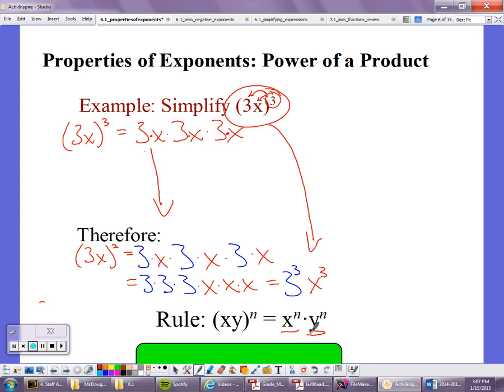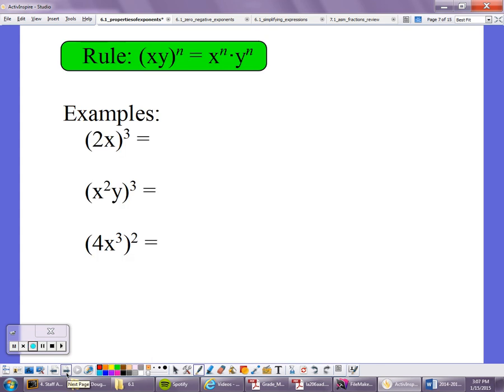Okay, let's see how that works. We try it out. Start with the first example. 2x in parentheses to the third power. Well, according to my rule, I should have 2 to the third power and x to the third power. Okay, well then 2 to the third, I can also just rewrite that. 2 times 2 times 2 is 8. So I end up with 8x to the third power.